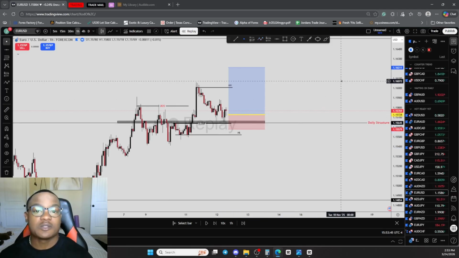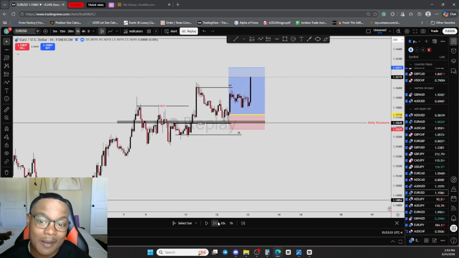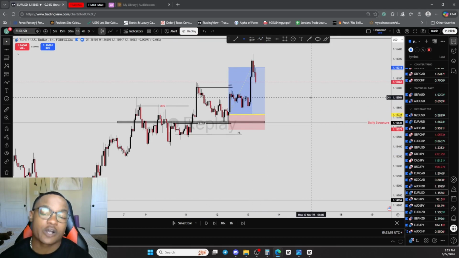So now we just simply look for our entry signal. And what happens? Find our entry signal, ride this trade back towards the upside, towards targets for a 3.24% gain. Now you see the difference.